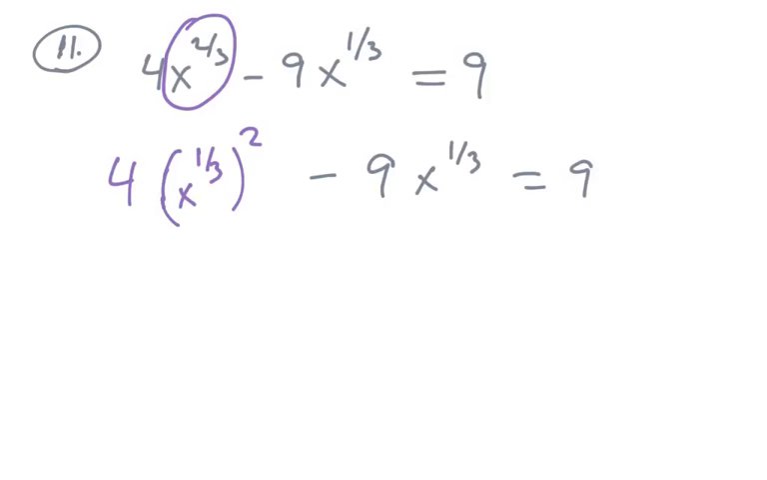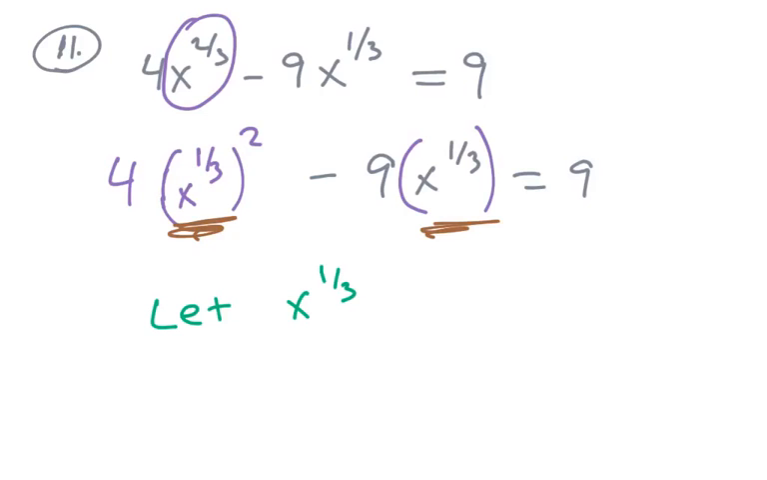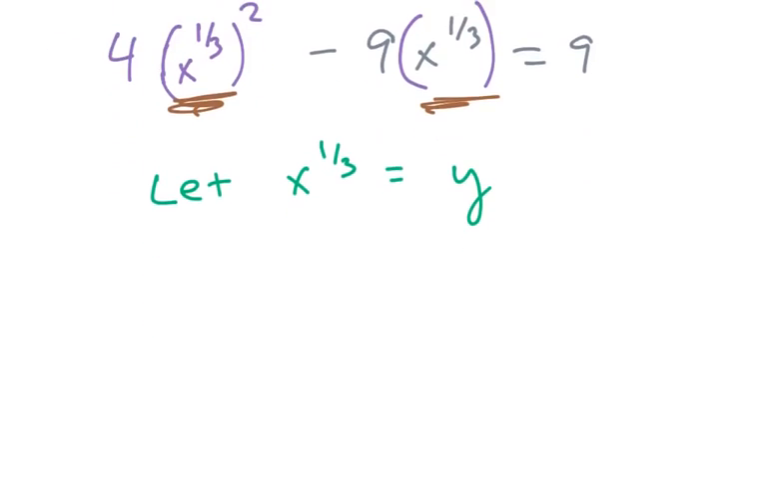Now I will do this. I will put this x to the 1/3 in parentheses. So what the heck am I doing? Well, what I'm doing here is we have these 1/3 here, right? And the reason we want it written as such is since they're matching, I can say let x to the 1/3 represent some letter. I'm going to say y. You can pick whatever letter you want. So now I'm left with 4y squared minus 9y equals 9. And I like this because if I have everything in terms of y, then it's just a basic trinomial.